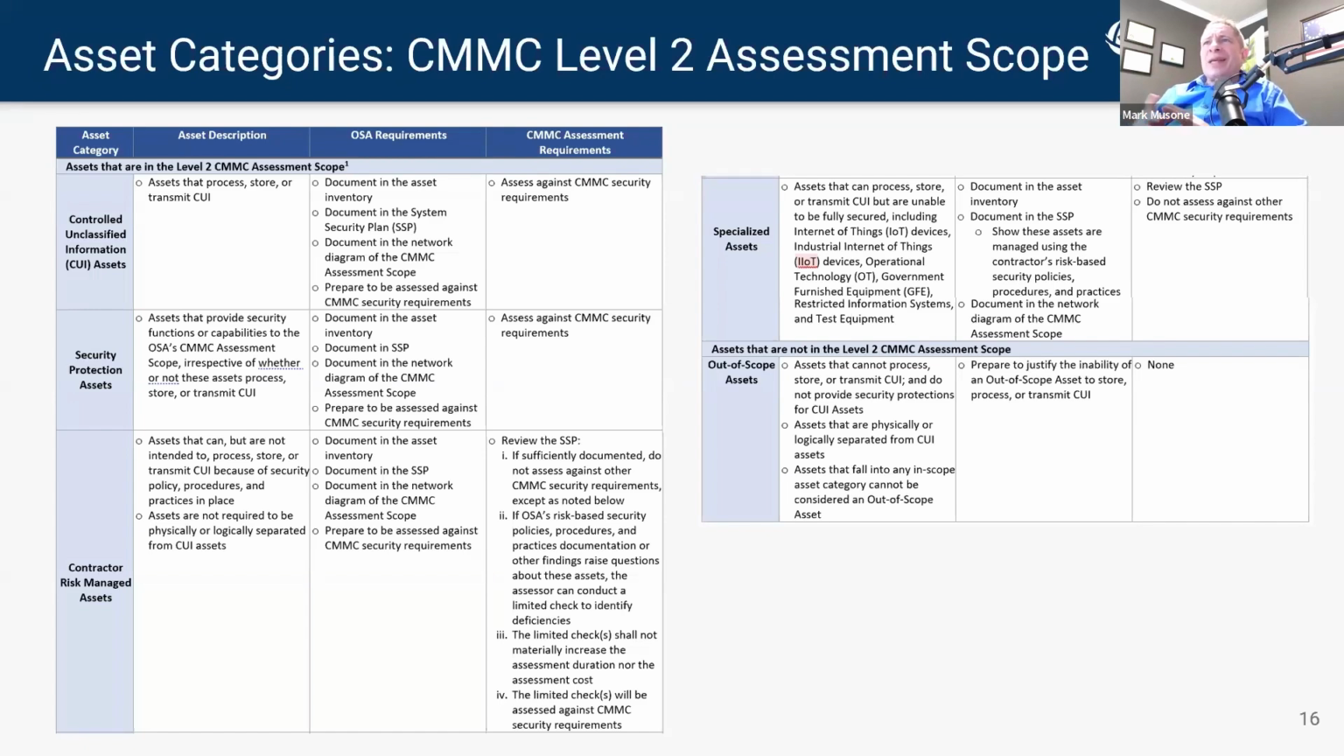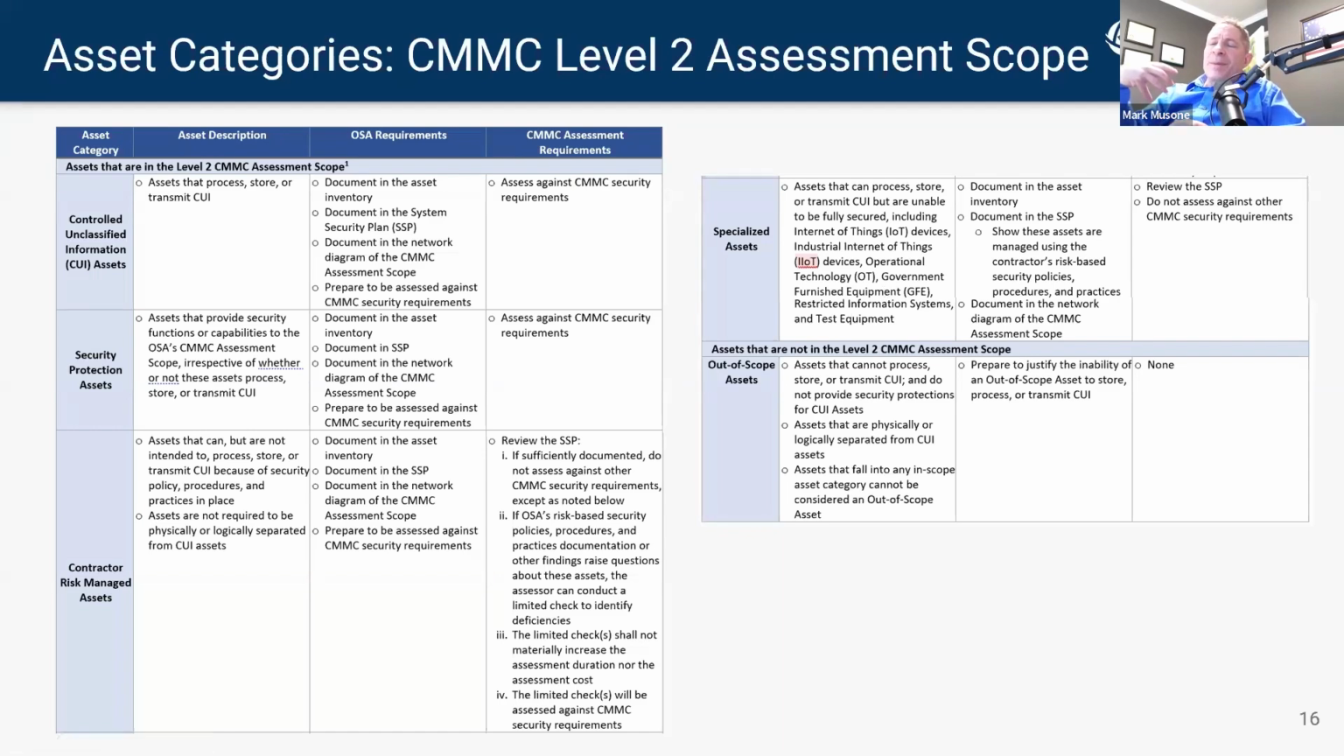And then you have specialized assets. Specialized assets are assets that can process, store, or transmit CUI. So these assets very well might be handling CUI, but they can't be fully secured because they are one of 5 different specialized asset types: Internet of Things devices, IoT; industrial Internet of Things, IIoT; operational technology; government furnished equipment; restricted information systems; or test equipment. I'll get to it in the next slide.